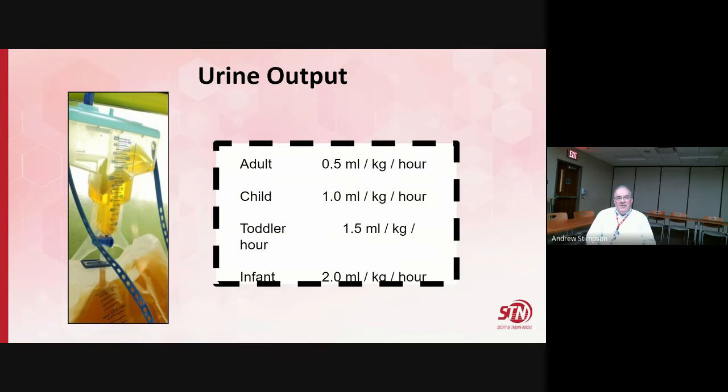Now, why is it higher in children and toddlers and infants? Well, because their ability to filter and concentrate urine is not as good as an adult. So that's why we look for higher volumes in infants and children rather than adults. Their kidneys just haven't matured enough to be able to concentrate the toxins.